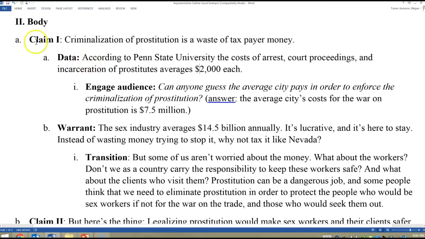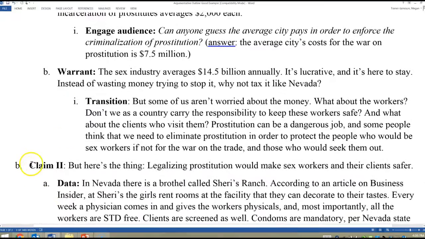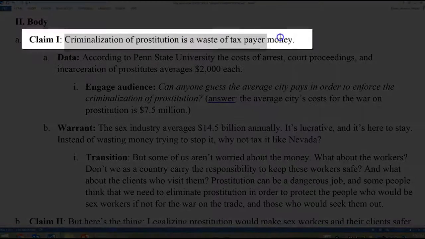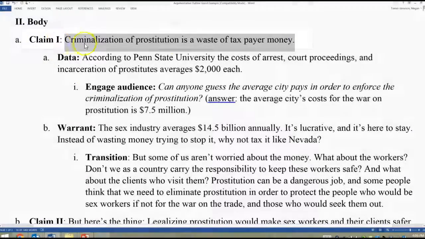Each of your points is going to be your claim. So this is claim 1, claim 2, and she has additional claims that I'll talk about in a second. The first one she has is the criminalization of prostitution is a waste of taxpayer money. So this is a legitimate argument for her position.